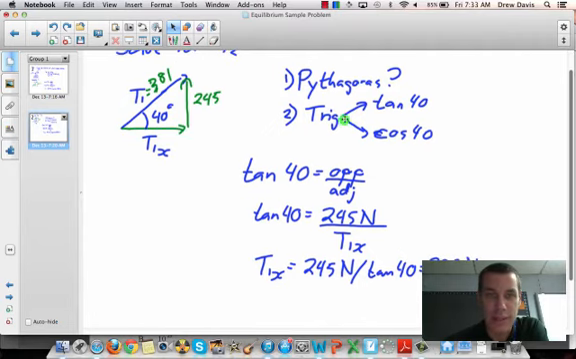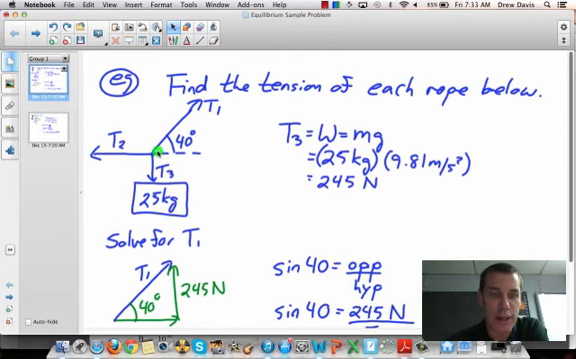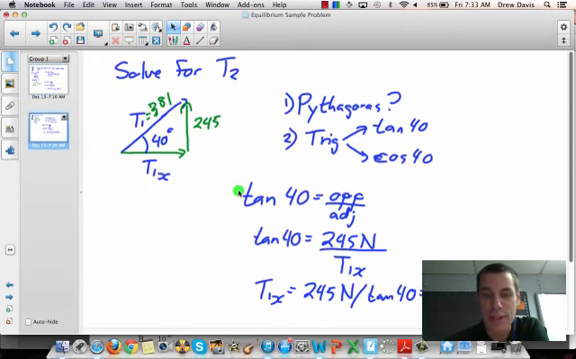T1x pulls to the right with the same force that T2 pulls to the left. And so therefore, I didn't write my last statement, T2 equals 292.